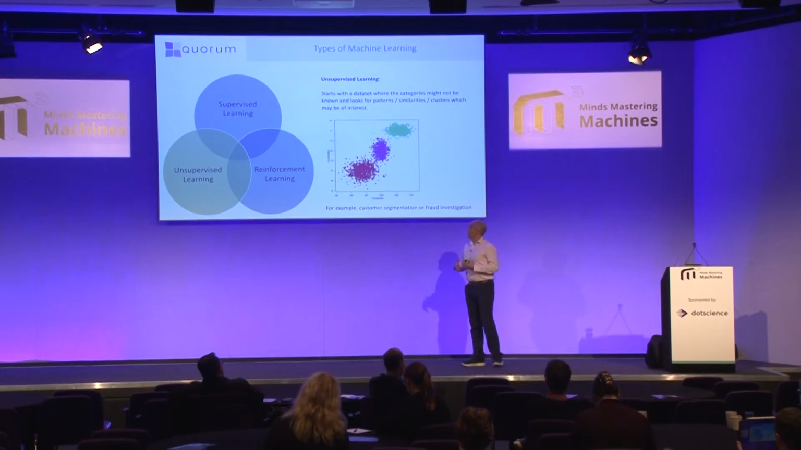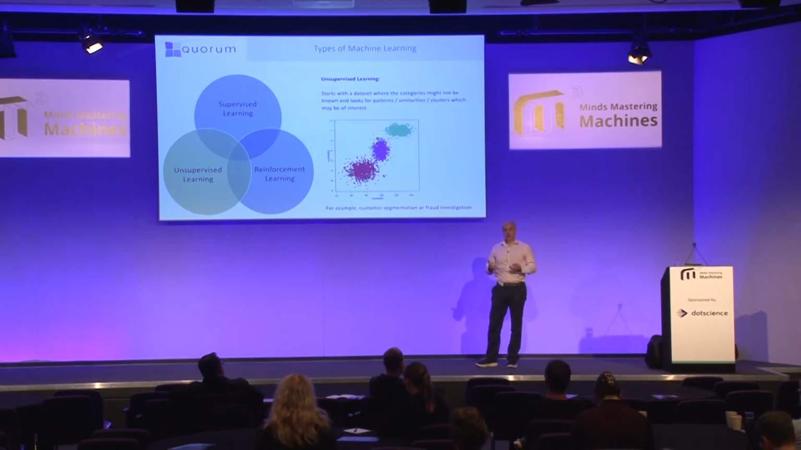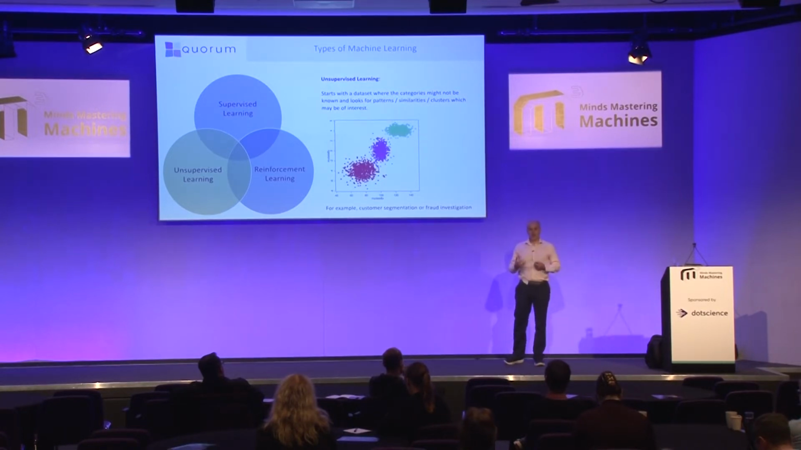Unsupervised learning is where you don't really know what you're looking for, but you're looking for interesting patterns or interesting clusters in your data set that an algorithm could identify. So it's quite often used in customer segmentation or potentially fraud investigation or fraud classification, where you're looking for strange patterns in data.